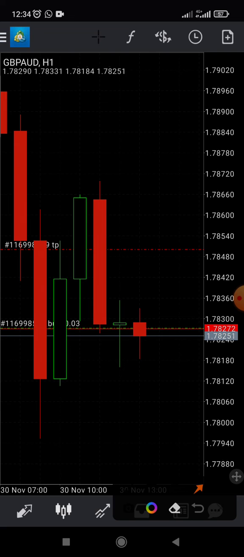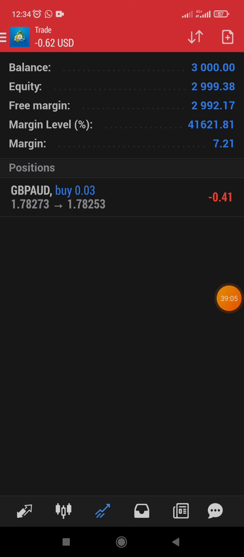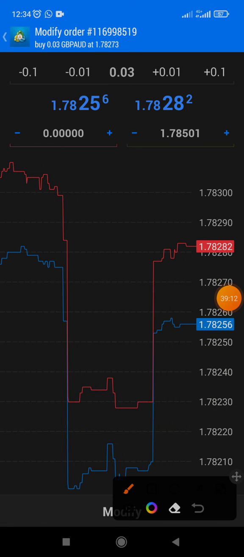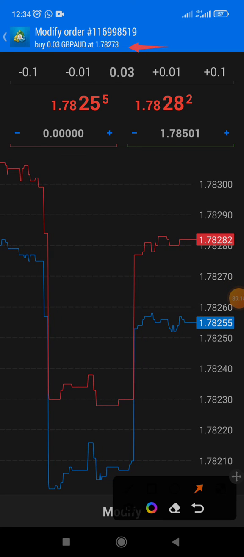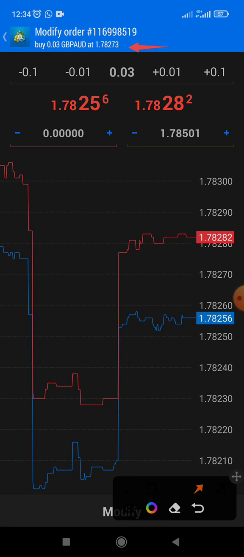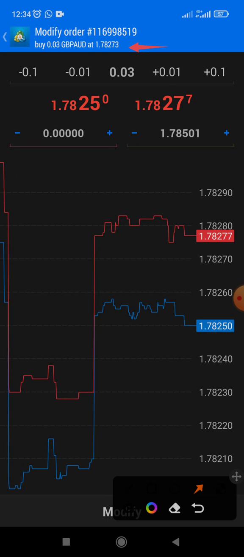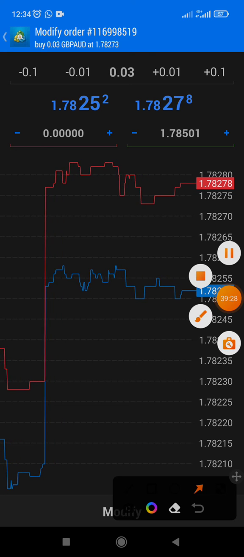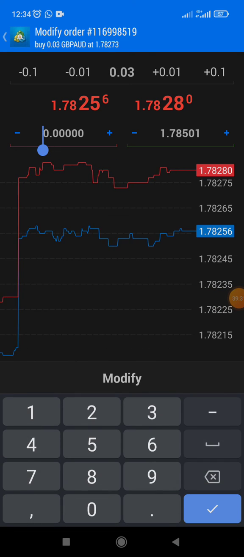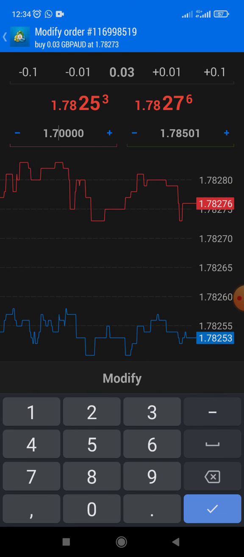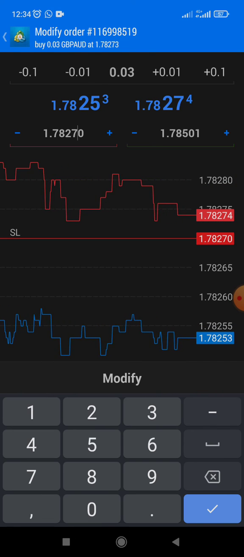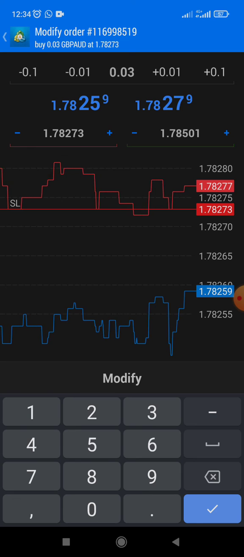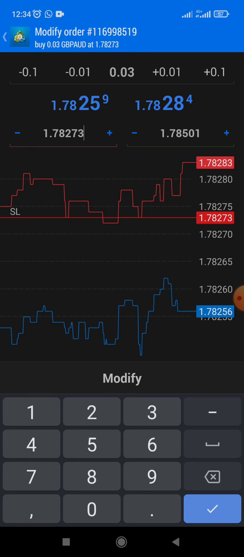So what it simply means is that you come back to the trade portion here, and then you go to modify, and the entry price is here for you to see. So that's the entry price. What they are saying is that moving your stop loss into entry means that you copy this entry price and put it as your stop loss. So you put that over here. Okay, so that entry price I just showed you, you will put that here. So that will be 1.78273. It means that you are moving your stop loss into entry after the trade has gone into profit.